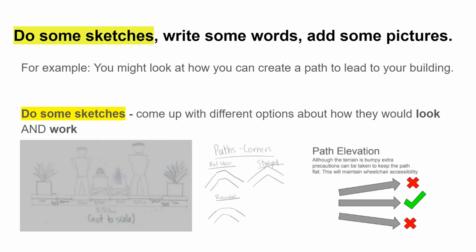They've also looked at the function on the right-hand side where it says path elevation. So they're looking at, is it going to go up, down, or just straight along the ground? And they're going for straight along the ground. And then they've added a little reason. In the middle, they've looked at how the paths might look. So they've given some options, and they've also shown their influence. They're saying that corner looks like an eel weir. One's straight and one's rounded. So they're looking at some different options.